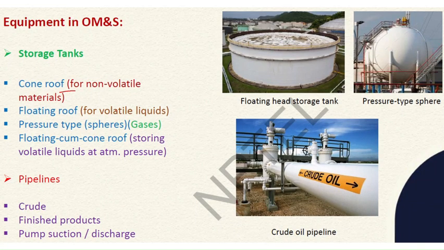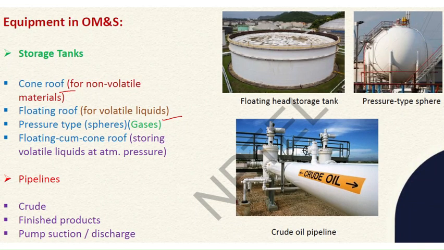Then floating roof storage tank, if storage of a volatile liquid is required. If we need to store a volatile liquid, floating roofs are used instead of fixed roof, so that if there is a formation of pressure due to the vaporization of the volatile liquid, there is some space for escaping of that pressure, and there is not much disturbance in the volatile liquid, to prevent any accidents.